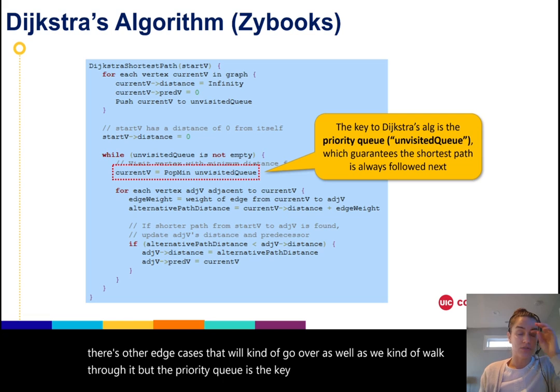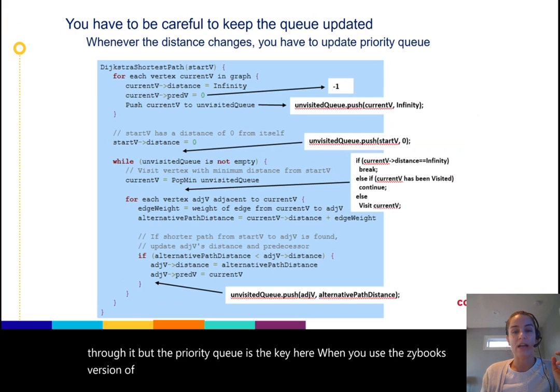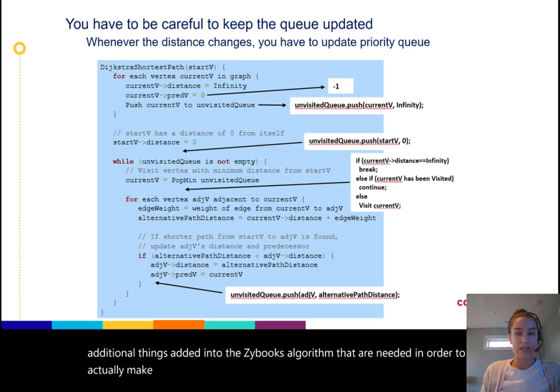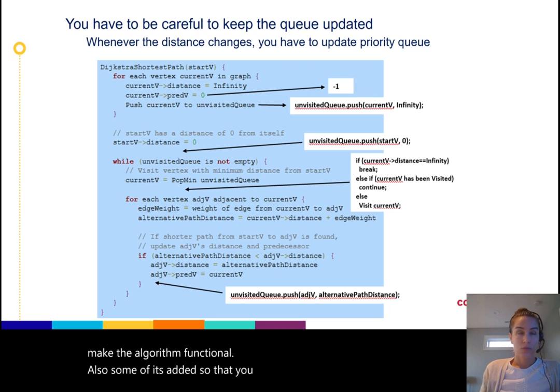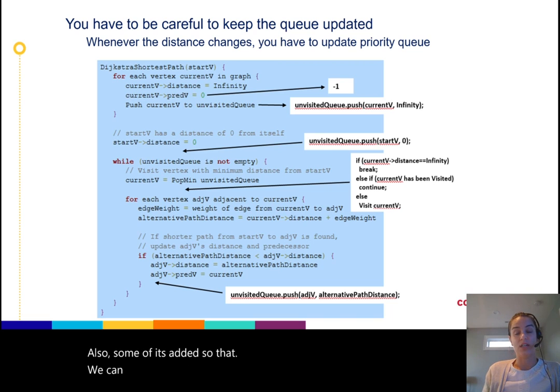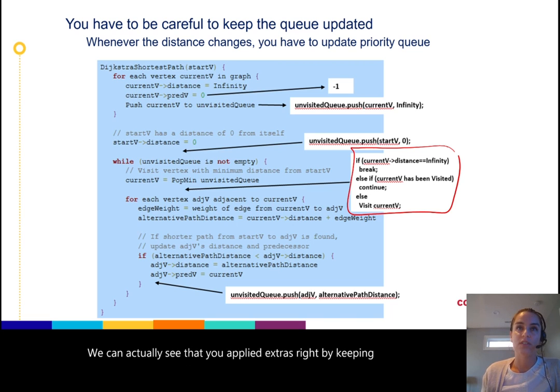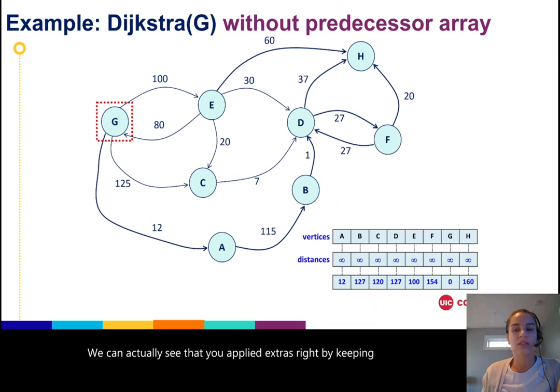I'm going to use the zyBooks version of Dijkstra's and trace that. You'll see here that there are some other additional things added into the zyBooks algorithm that are needed in order to actually make the algorithm functional. Also, some of it's added so that we can actually see that you applied Dijkstra's right by keeping track of a visited node, which we'll go over as well. This is needed in order to avoid revisiting nodes, as well as breaking once you've found the shortest path to all of them, which I'll show you in a second.